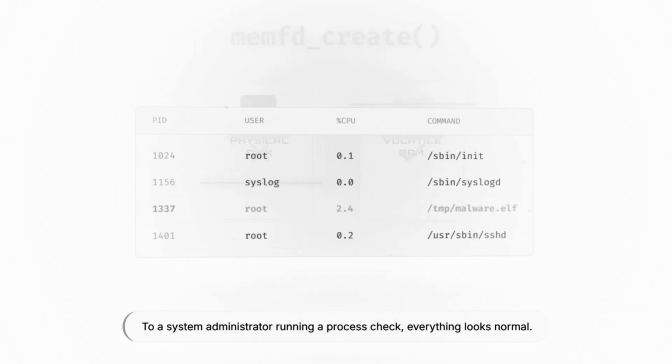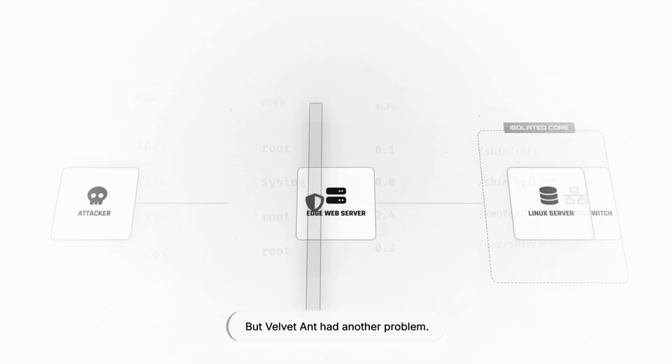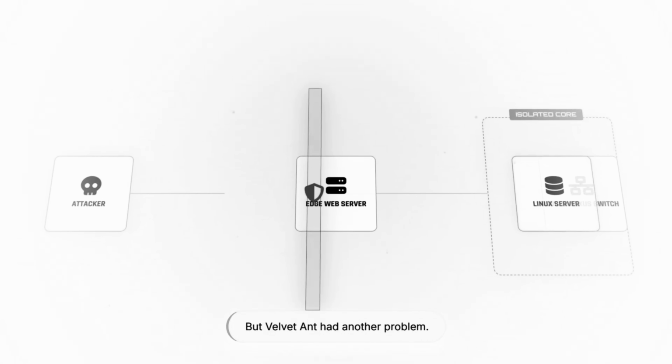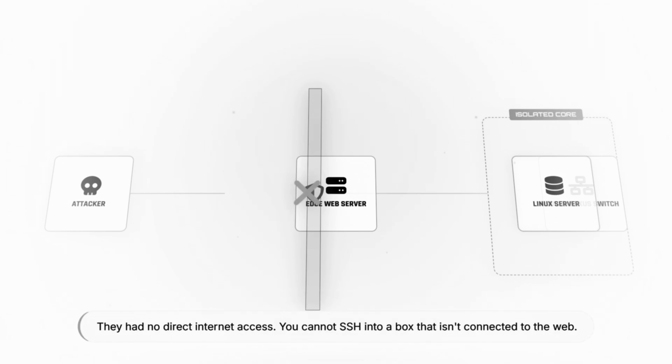But Velvet Ant had another problem. The ultimate targets, these backdoored Linux servers, were isolated deep inside the corporate network. They had no direct internet access. You cannot SSH into a box that isn't connected to the web. So, how did the attackers control them? They turned the corporate infrastructure into a routing engine.